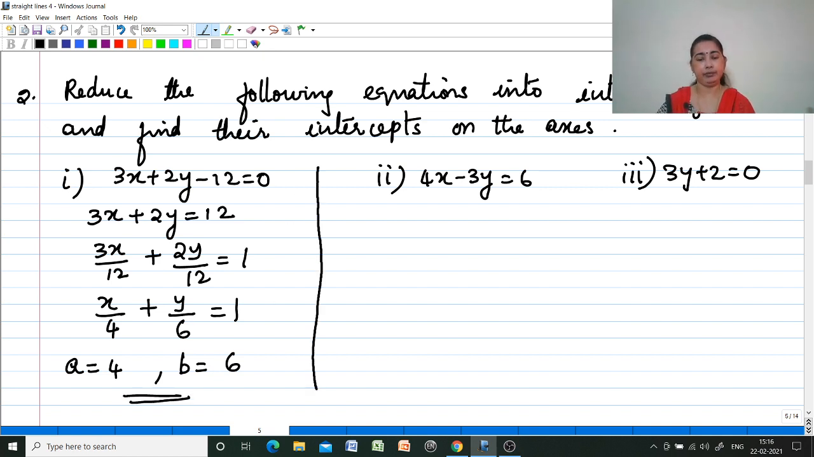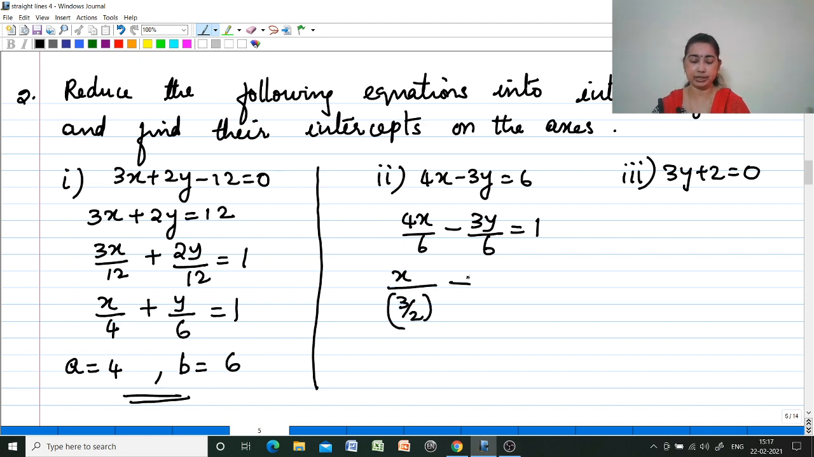Now the second one, 4x/6 - 3y/6 = 1, or this can be written as x/(3/2) + y/(-2) = 1. What is the x-intercept? The x-intercept is equal to 3/2 and the y-intercept is equal to -2.